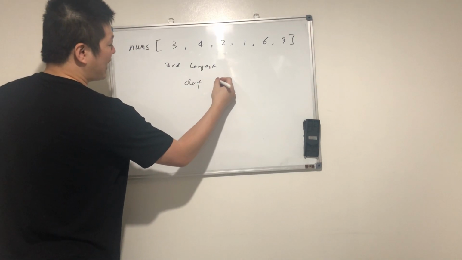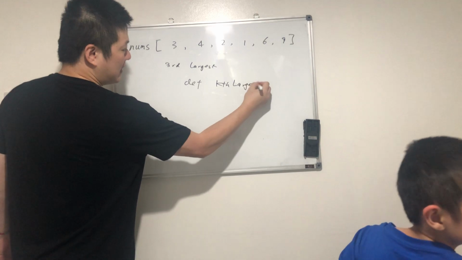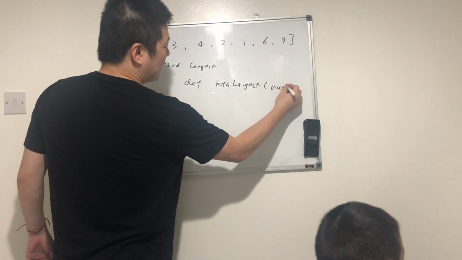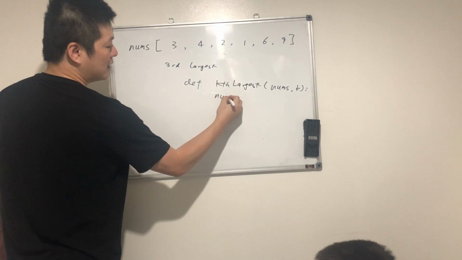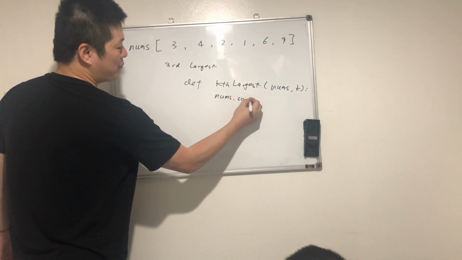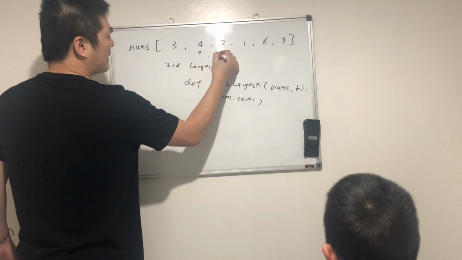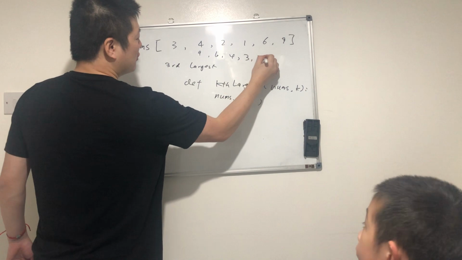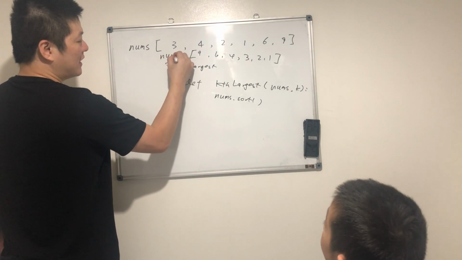Define, let's say, kth largest, and this is nums and then there's a k, okay? So we can do nums.sort, so we make it in order. So that will become 9, 6, 4, 3, 2, 1, yeah? When you're doing this, the numbers will become this.